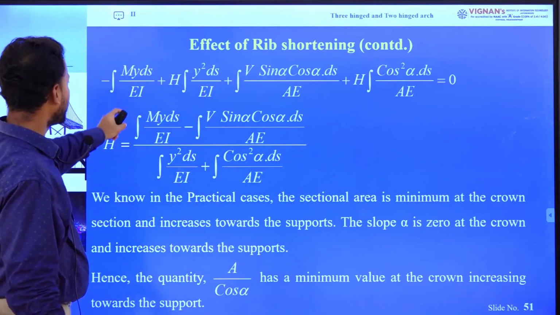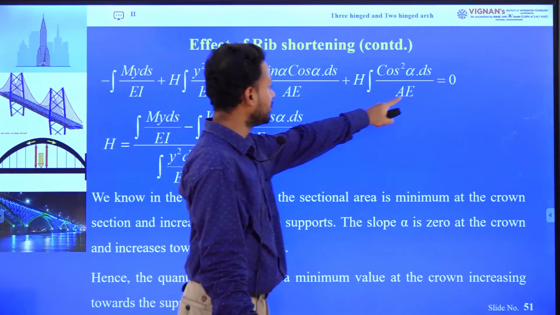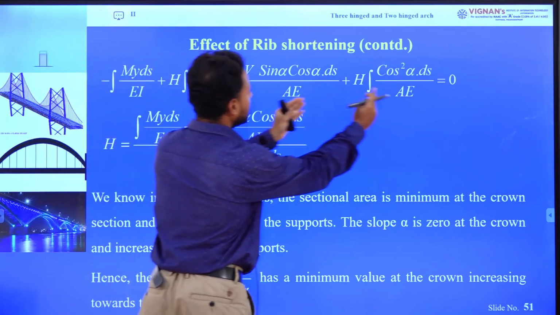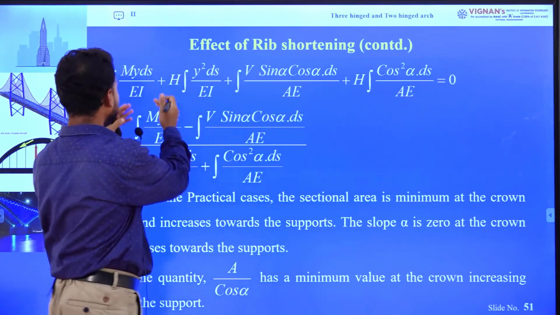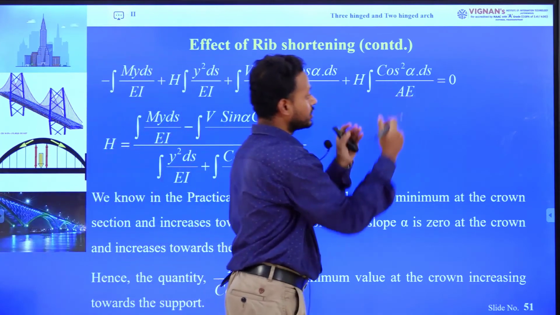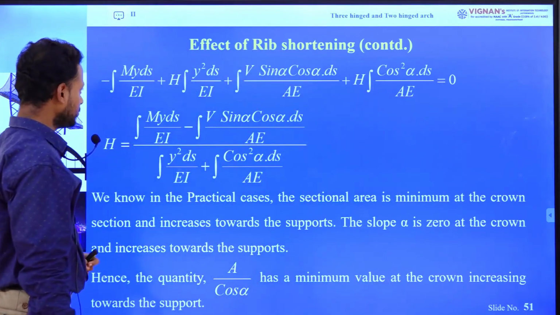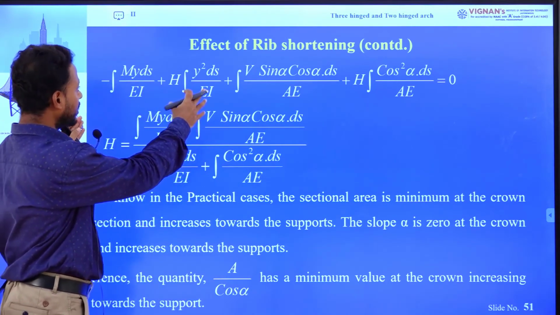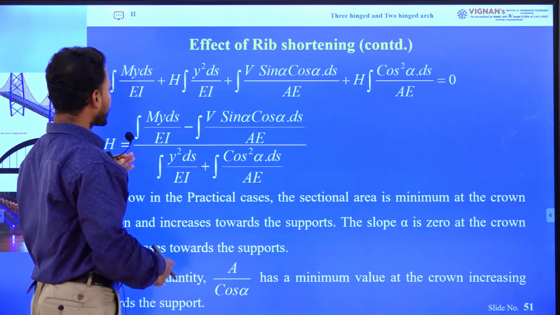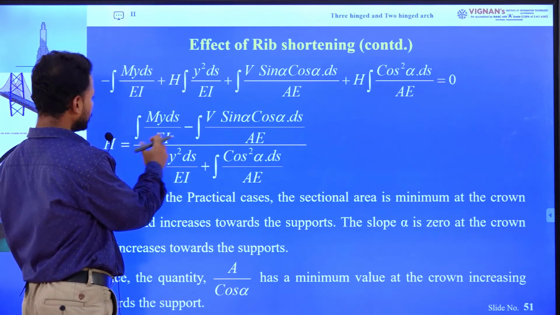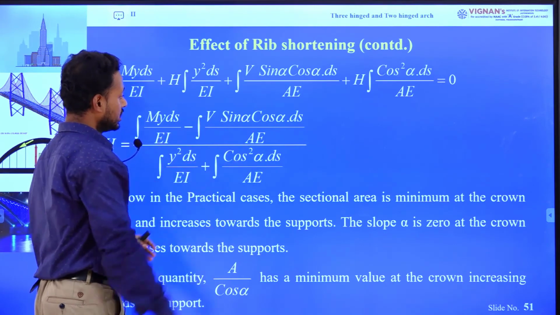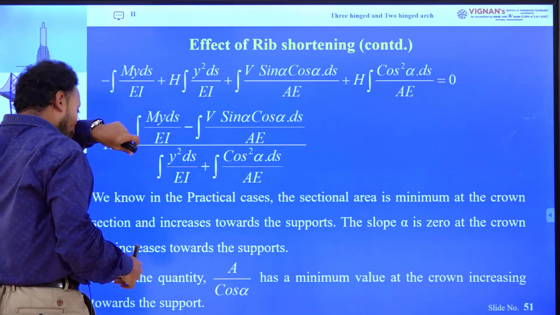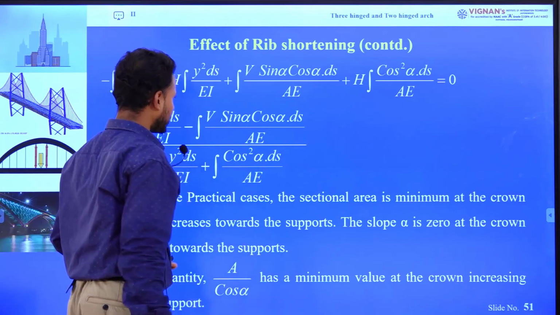So here I write this plus this term plus this term will be 0. I will keep this H term and this H term on the left hand side and this term on the right hand side. If I rearrange these 4 terms in this way, I can easily determine H equals this minus this divided by this plus this. Now I will calculate this term. What is the value of this term? I will calculate.